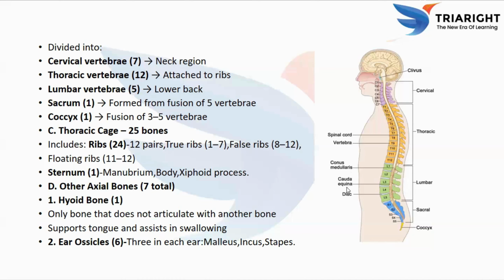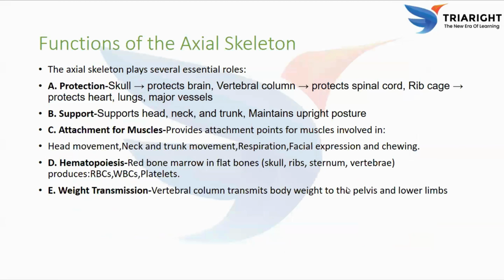So what are the functions of the axial skeleton? The axial skeleton plays several essential roles, because it is a combination of the skull, vertebral column, ribs, sternum, hyoid and ear ossicles. They perform several essential roles in the human body. Let's break them down simply.